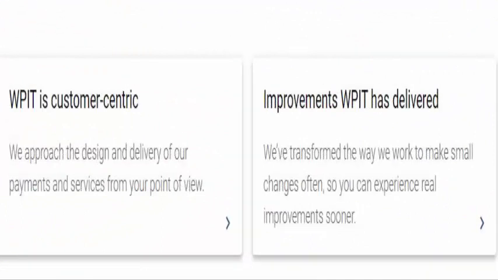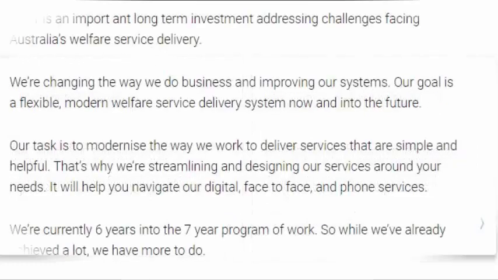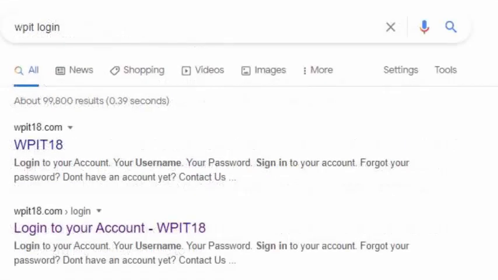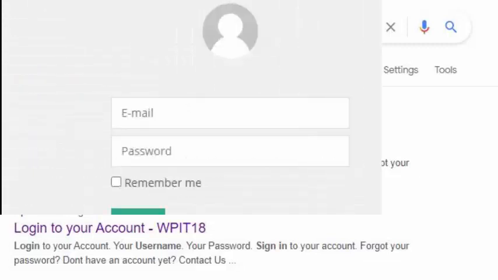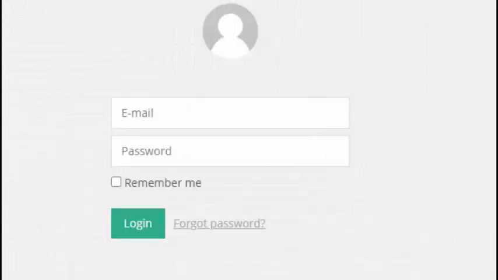I don't see any grievance about people being unable to log in or anything. But this is the Wpit dashboard which you can use to log in. So guys, in case you have an account and you have tried to log in with your username and password and you are still unable to log in, you can contact them. I don't see any tech issue at the moment. It seems to be pretty much streamlined. So that's all about this Wpit.